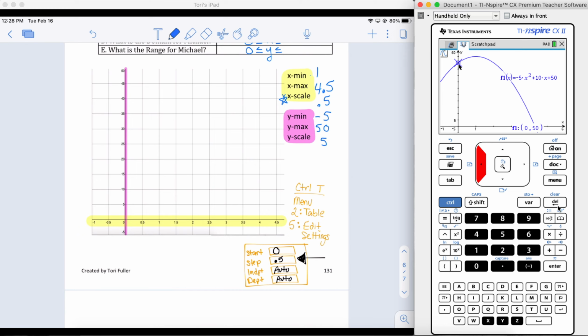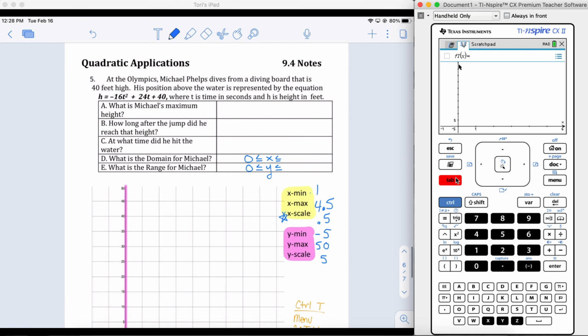Perfect. All right, I'm going to delete everything that's in here. Hit tab so I'm ready to type, but we do still need 2 labels, so let's look for it. At the Olympics, Michael Phelps dives from a diving board that is 40 feet high. All right, so we're definitely using feet for my height.